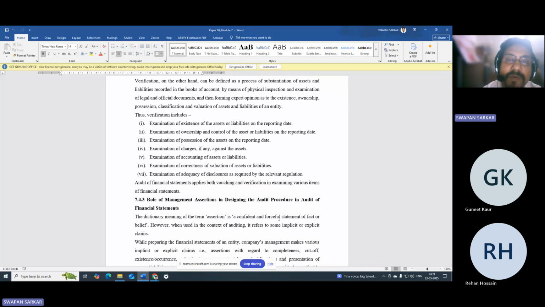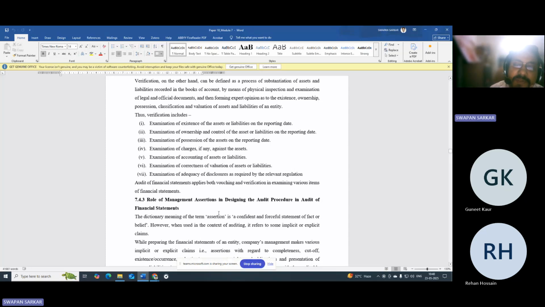examination of the ownership and control of the assets and liabilities on the reporting date, examination of the position of the assets on the reporting date, examination of charges against the asset on the reporting date, examination of accounting of assets and liabilities, examination of correctness of valuation of assets and liabilities, and examination of adequacy of disclosure as required by the relevant legislation or regulation.